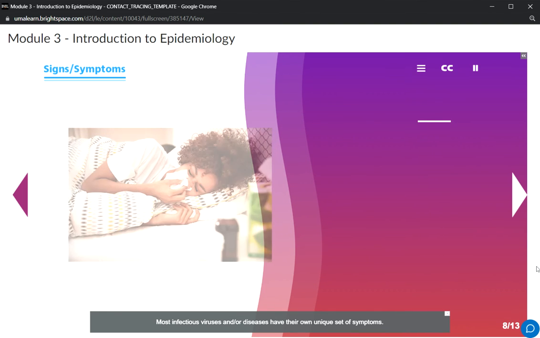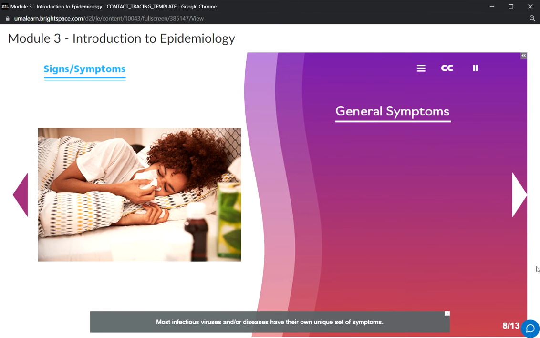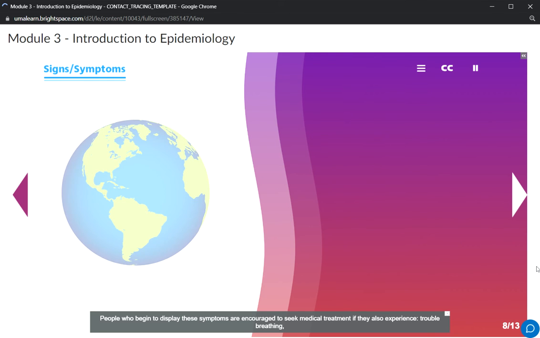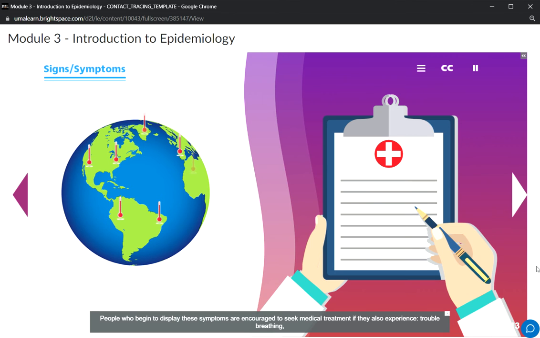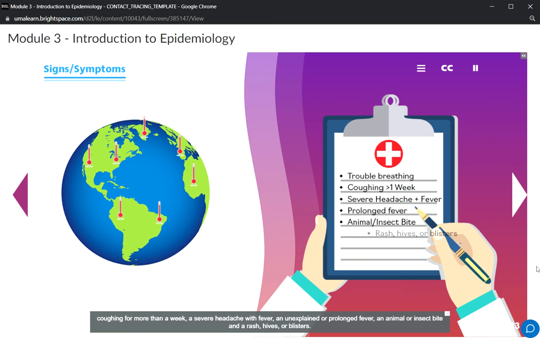Most infectious viruses and/or diseases have their own unique set of symptoms. However, there are a few signs and symptoms that are common at the onset of any viral infection. These general symptoms can include, but are not limited to, fever, diarrhea, fatigue, muscle aches, and coughing. People who begin to display these symptoms are encouraged to seek medical treatment if they also experience trouble breathing, coughing for more than a week, a severe headache with fever, an unexplained or prolonged fever, an animal or insect bite, and a rash, hives, or blisters.